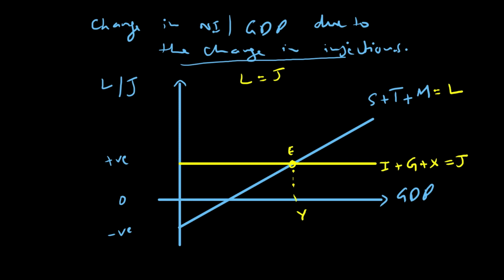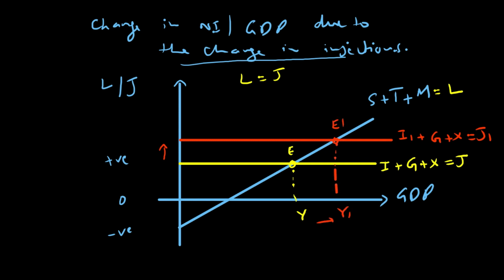Now the other thing we have to incorporate here is that an increase in injection leads to a multiple times increase in national income or GDP of the country. So if we increase injection, we will have to shift the injection line upward. Let's say we increased investment, then it will now be I1 plus G plus exports. So this is J1, the increased injections. Now equilibrium will move to E1, and as a result national income or GDP will increase to Y1.